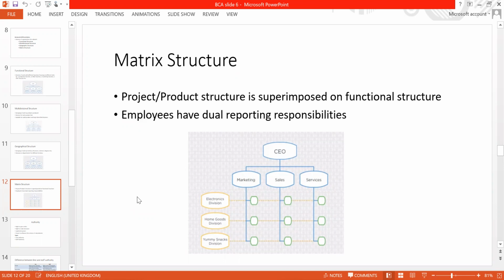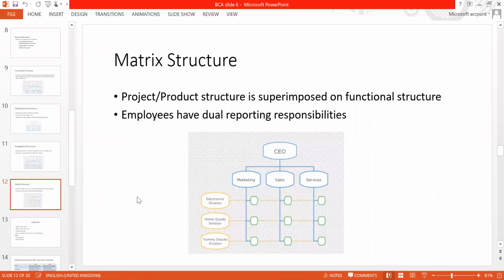Then again you see your rows, you will see 3 rows here, and each row is for a different project. Horizontally you will have marketing, sales and services working for this electronics division or that electronic project. But these people will come from the NEA office, marketing comes, sales comes, services comes.